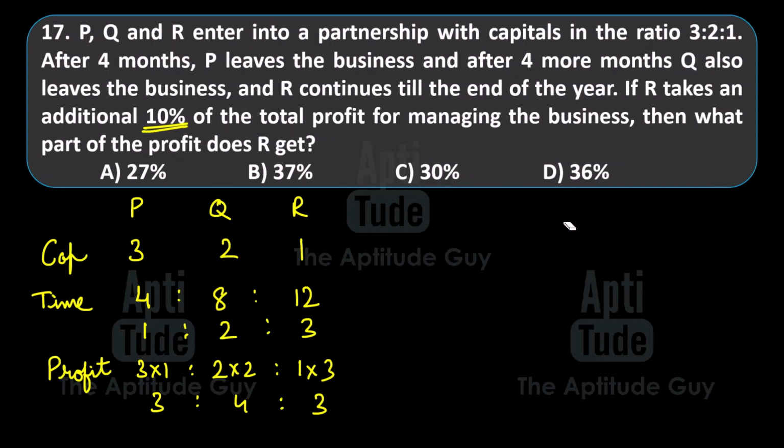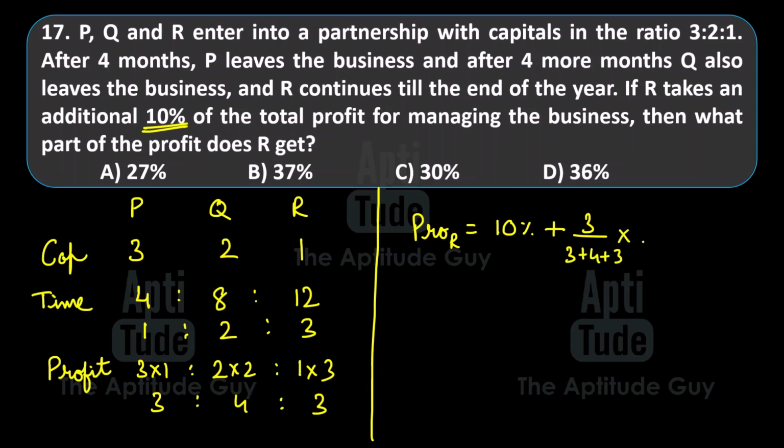So let's try to solve it now. They have asked what part of the profit does R get? So we need to find the profit of R. First of all, R gets 10% of the profit right out of the bat. Definitely gets it. Plus, now in this ratio, how much does R get? R gets 3 out of 3 plus 4 plus 3. 3 out of 3 plus 4 plus 3. Of what percent? Of the remaining 90%. This is the answer. Let's solve it now.